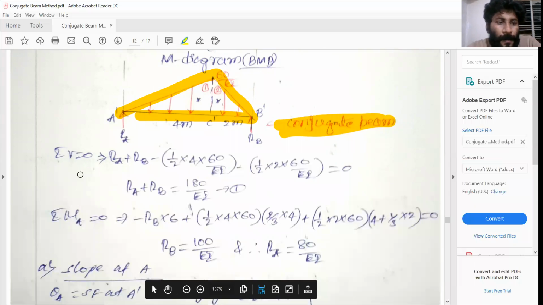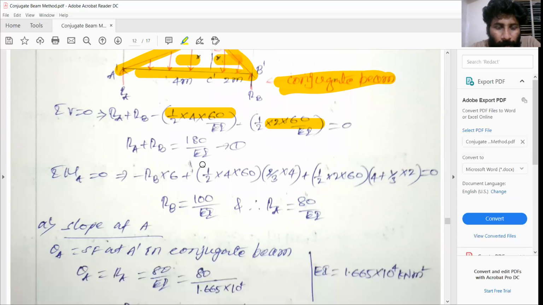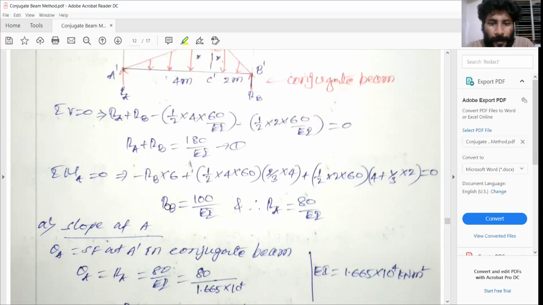It will not change. So again, summation V is equal to 0. So upward reactions, downward force, this is the downward force. Again, two areas we have taken. Here is the one area, second area. Therefore, RA plus RB is equal to 180 divided by EI. So take moment about this section, point A. Then we'll get the RA and RB values.